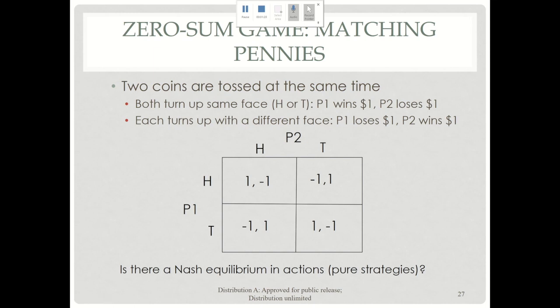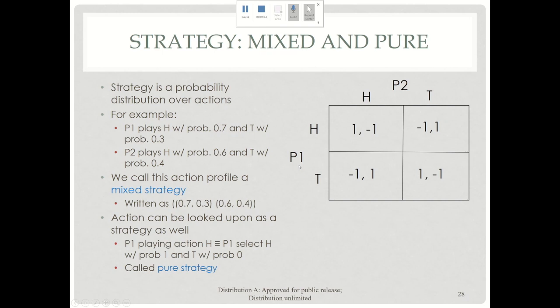Now, that seems to contradict the Nash theorem, which says that every game must have a Nash equilibrium. So, what are we missing out here? Well, the thing that we are missing is called strategy. Okay. So, a strategy is basically a probability distribution over the action set of a player.